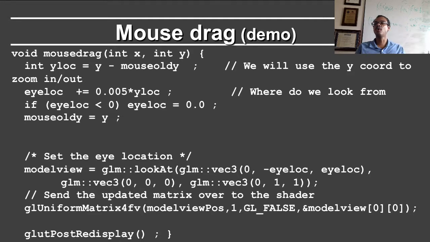Finally, there is some code which sets the iloc. So this sets the model view matrix, which is just look at from the appropriate iloc, looking at the origin of coordinates with a given up vector. And just as we've done previously, we send this information to the shader. So you put this information in modelViewPos. There's only one value, there's no transposition happening, and you set it to the initial value of modelView. Finally, you redraw the scene.